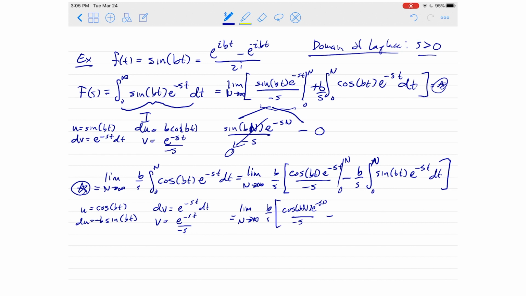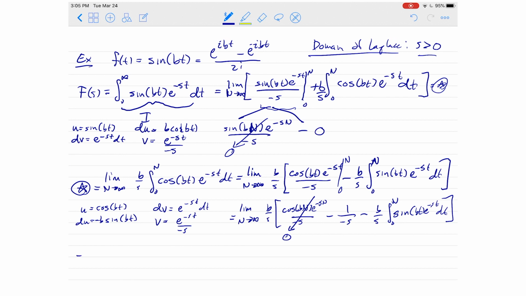Then we subtract off whatever we get when we put in 0, which is going to be 1 over minus s. Then we have minus b over s times the integral from 0 to n of sine of bt e to the minus st dt. All right, so what do we get? This piece, just like we said before, is going to 0, because e to the minus sn is going to 0 as n goes to infinity. And since cosine is bounded by 1 in absolute value, we can use the squeeze theorem to say that's going to 0.